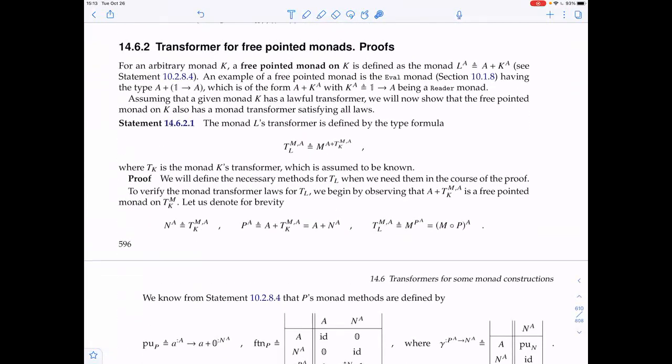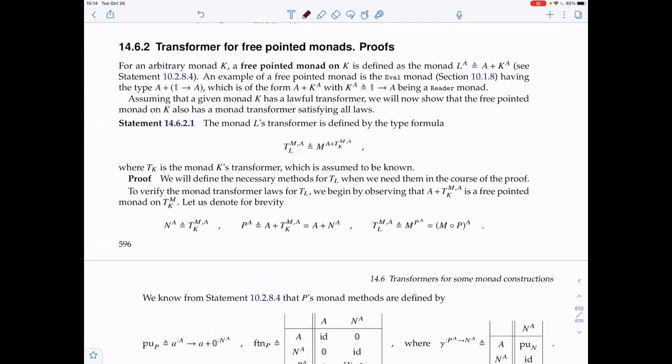Another construction is the free pointed monad. And the free pointed monad is this. If K is some given monad, then a coproduct with identity is also a monad, and it's called the free pointed monad. One example of that is the eval monad, the monad that models lazy and eager computation. So what is a transformer for that monad? Now that transformer is certainly not easy. If you know the transformer for K, then you need to use that transformer, and then you have to wrap this entire thing into M.